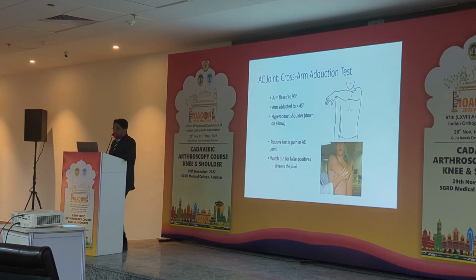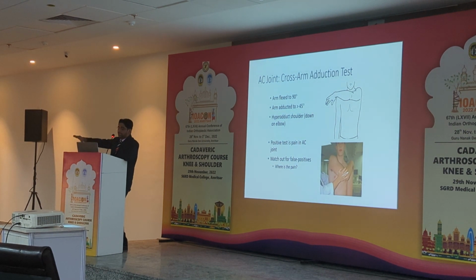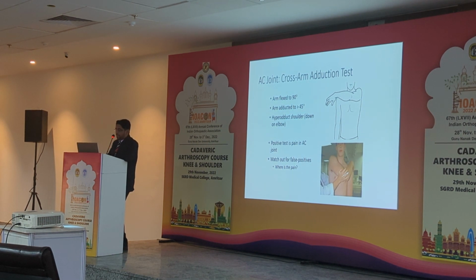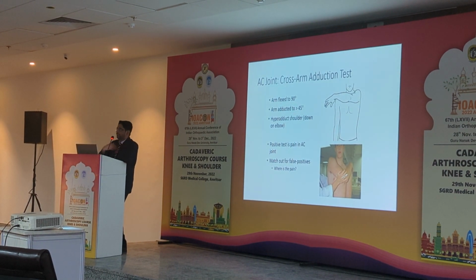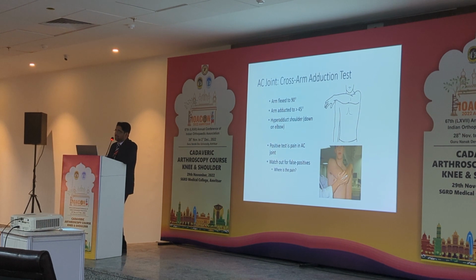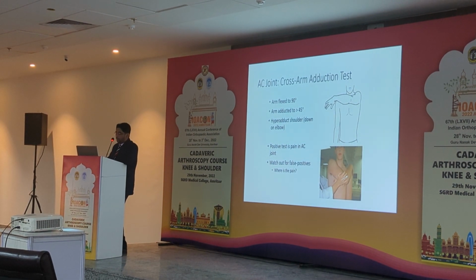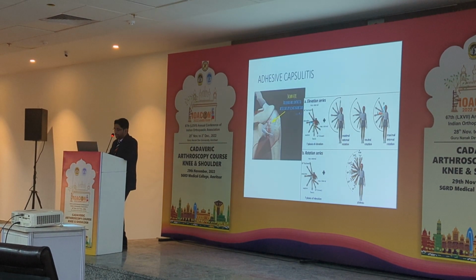Then for the AC joint, we do the cross-arm adduction test. We flex the arm to 90°, then adduct up to 45°, and ask the patient to touch his opposite shoulder. If he is able to do it, then it's okay. Then we try to push his elbow downwards, and if that produces pain, that means the AC joint is either degenerated or there is a tear at the AC joint.